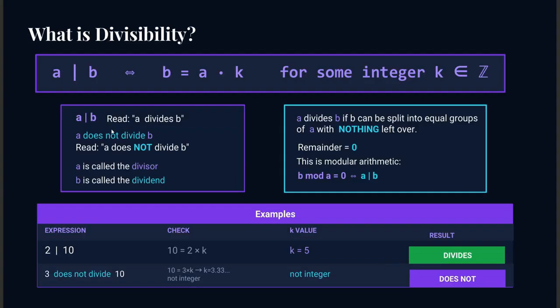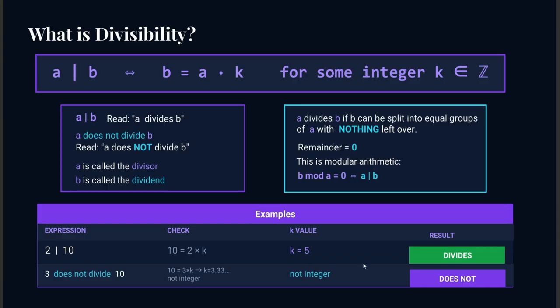Now, let us start with divisibility. A divides B means B equals A times K for some integer K. K should be a whole number with no remainder. Let's take an example. 2 divides 10. 10 equals 2 times K, 10 equals 2 times 5. So here K equals 5, which is an integer. So 2 divides 10 perfectly.